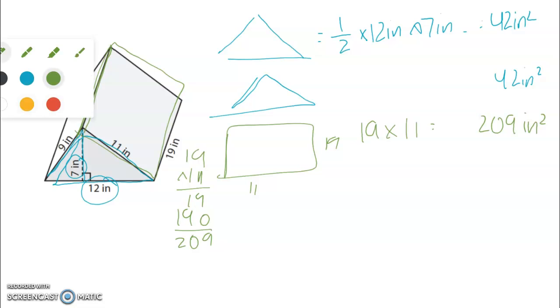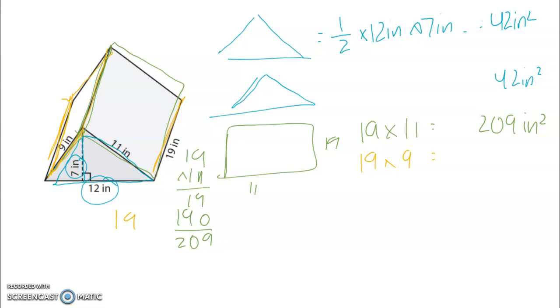Then I'm going to go to the one on the left side. Oops, I picked the wrong color. There we go. So that's this one over here, which is kind of hard to see. But you can see that that 9 right there is going to be the side, and then that length over here is going to be the same as this length, which is 19. So we have 19 times 9. That's going to be 81, carry the 8. 9 times 1 is 9, plus the 8 is 17. So I have 171 inches squared.